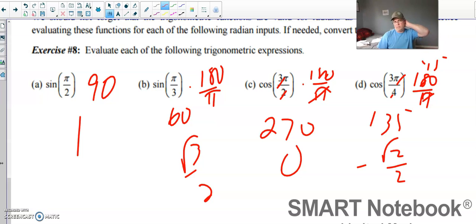Other ones you want to start considering or making sure you understand are the 90, the 180, 270, 360. Making sure you know them on the unit circle. So that's all we have.